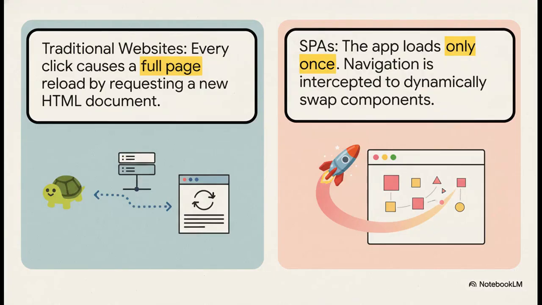And this slide just illustrates the difference perfectly. With a traditional website, every single click means a whole new request to the server, a whole new page load. But with an SPA, the app loads just once. That's it. From then on, React Router intercepts your clicks and just dynamically swaps out the components right there in your browser. It feels like a fluid desktop app, and that's exactly what we're going for.